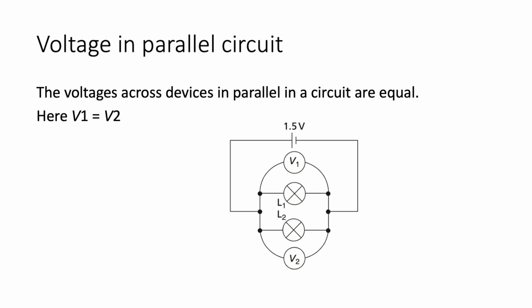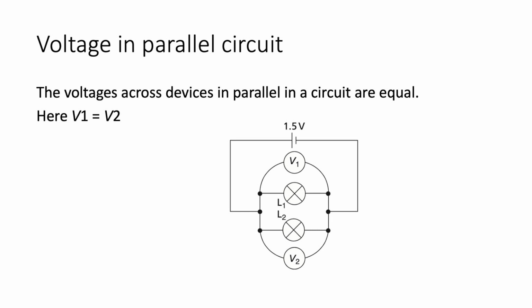Voltage in parallel circuit. Here you can see a cell connected to two lamps L1 and L2 in parallel. In parallel connection, the current will split between the bulbs. So more electrons will pass through low resistance instrument. So if there is an easy path, then more electrons will pass through it, and if there is a difficult path, then less number of electrons will pass through it.